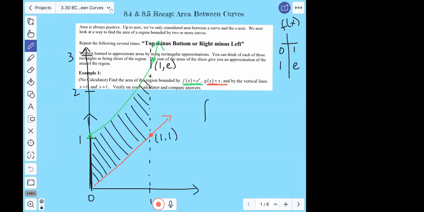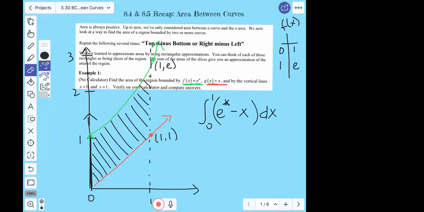If we want to find the area between these, we're traveling from where x is 0 to where x is 1. We're taking our top curve, which is e to the x, and subtracting our bottom curve, which is x. And then it's in terms of x there. So we can do this by hand because we can integrate this.